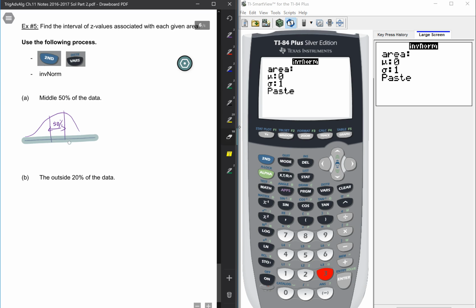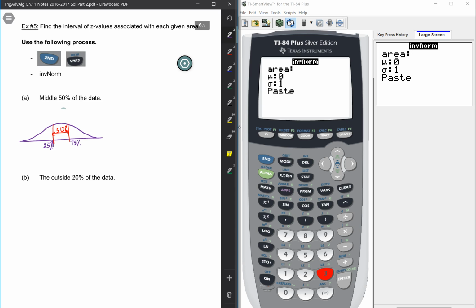So let me just draw this a little bit better so I could show you something here. Hang on, look. Here's what you do. This is the normal distribution, right? And I want the middle 50%, right? If I want the middle 50%, how much is it from here to here? It's 25%, right? So that's the 25% mark, and this is the 75% mark. Is that right? Yes or no? Does that make sense?